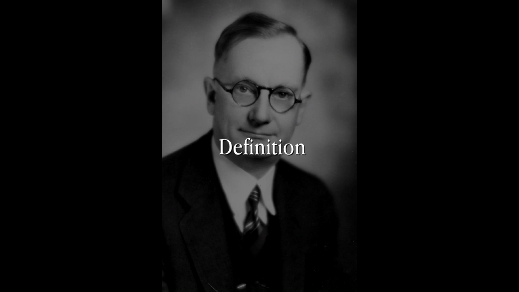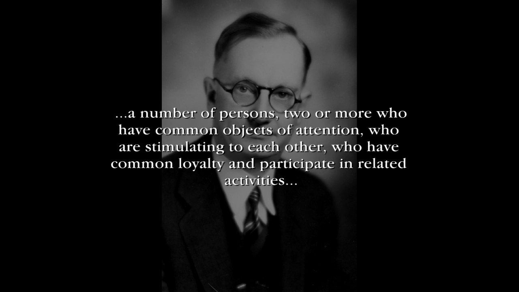What would you call a collection of people who share similar characteristics and interact with each other? Let us talk about social groups. According to Emory S. Bogardus, a prominent American sociologist, a social group is a number of persons, two or more, who have common objects of attention, who are stimulating to each other, who have common loyalty, and participate in related activities. A social group has been defined as two or more people who interact with one another, share similar characteristics, and collectively have a sense of unity.